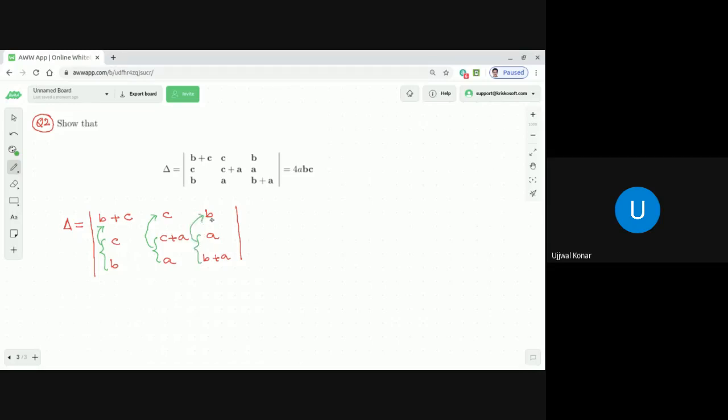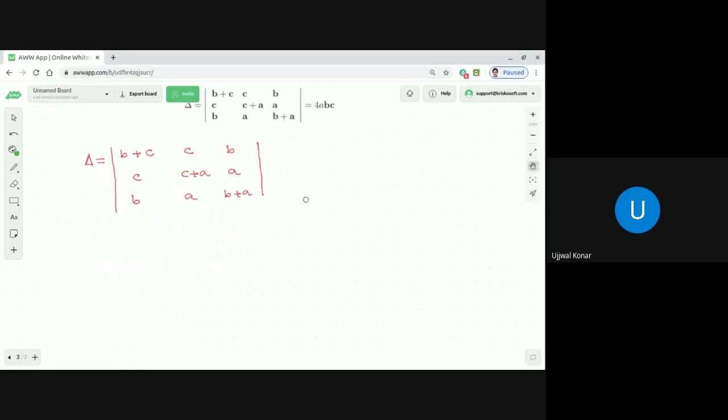And after that, what we'll get? In the first row, the elements will be 2 into B plus C, then 2 into C plus A, then 2 into A plus B. As I'm finding this pattern, I need to use it. So what is the property I'm going to use, dear students? Let me use a different color. The property I'm going to use here is that my new R1 is equal to old R1 plus old R2 plus old R3.